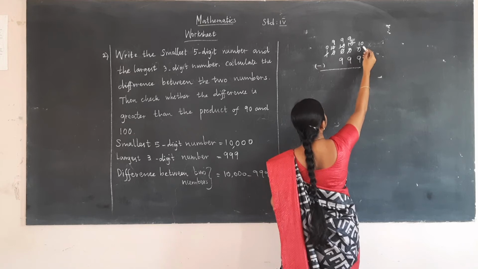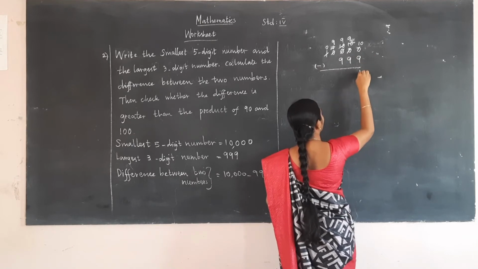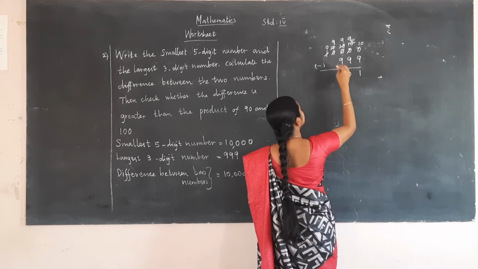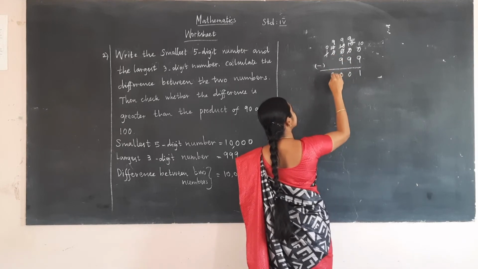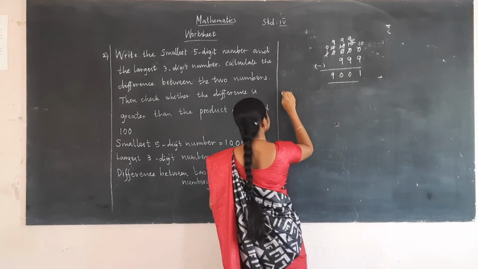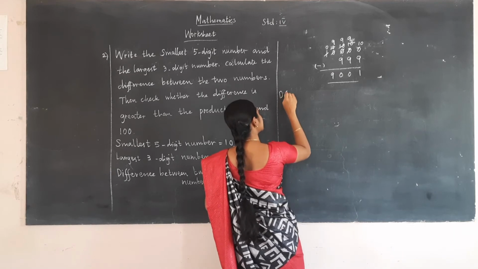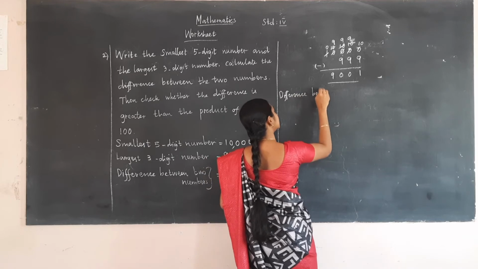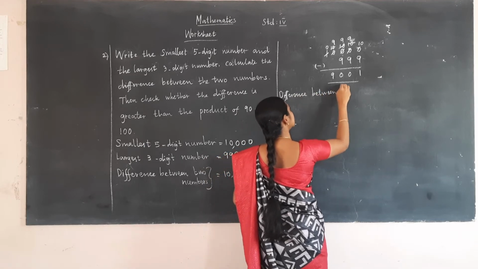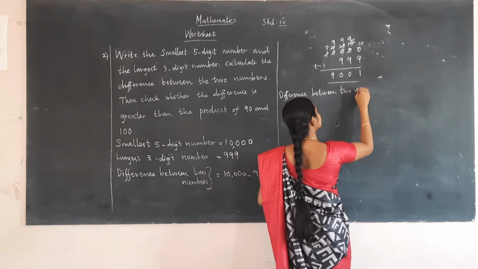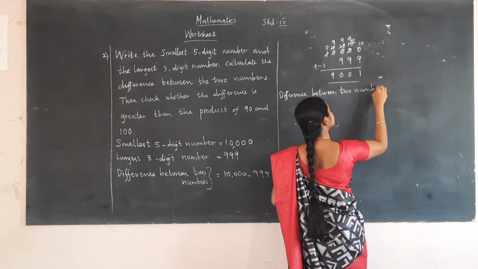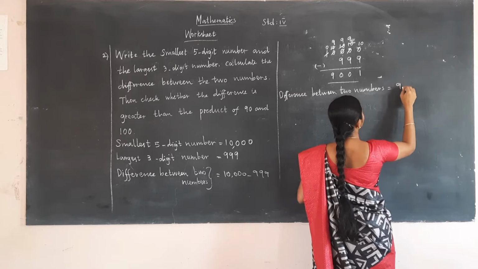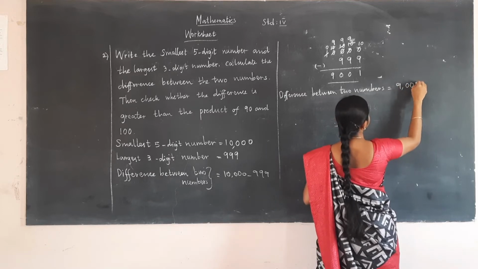10 minus 9 will be 1. 9 minus 9 is 0. 9 minus 9 is 0. Here we don't have any numbers, so I write 9 as it is. So the difference between the two numbers is equal to 9001.